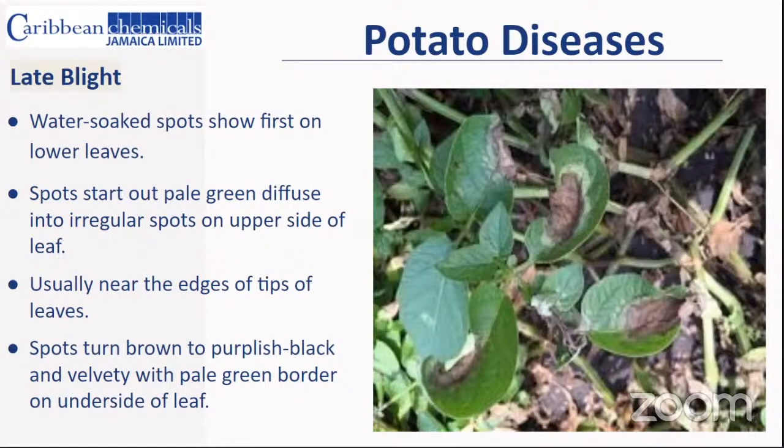And then you start to see some irregular spots, so they don't have a definitive shape, on the upper side of the leaf. It starts from the underside, and then you start to see it on the upper side, usually near the edges or the tips of the leaf. That won't start in the middle. You'll see the tip of the leaf start to burn on the edges around the sides. The spots turn brown to a purplish black, and they'll have a velvety, pale green border on the underside of the leaf.